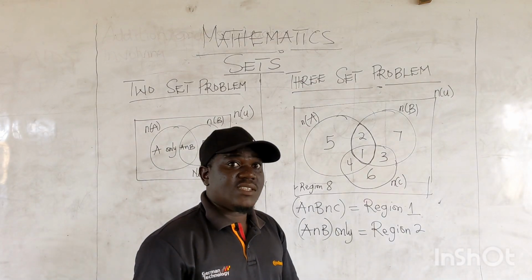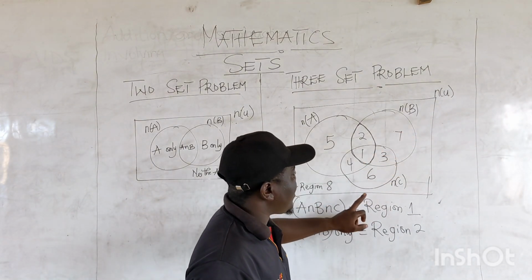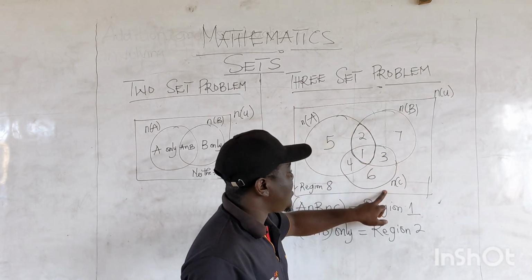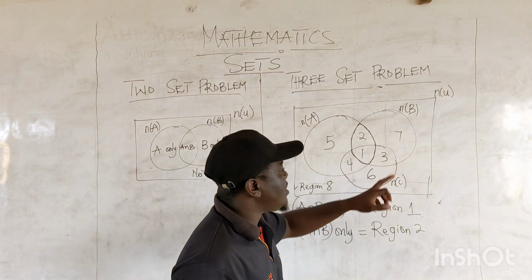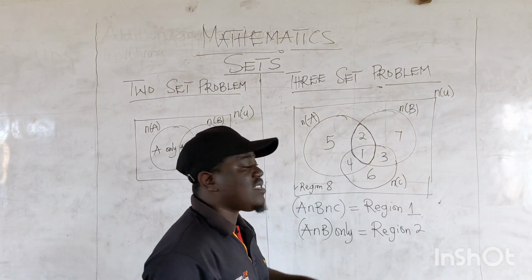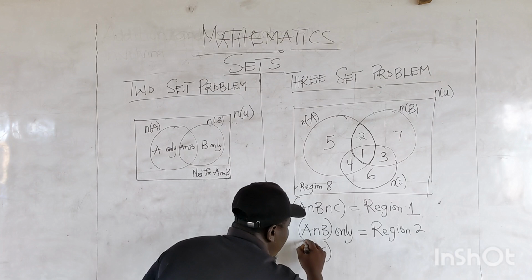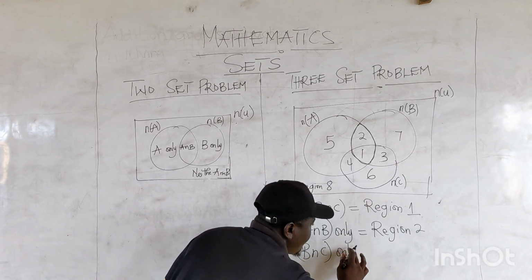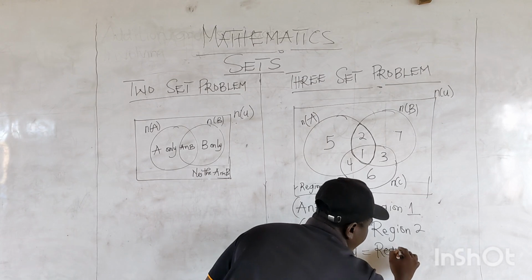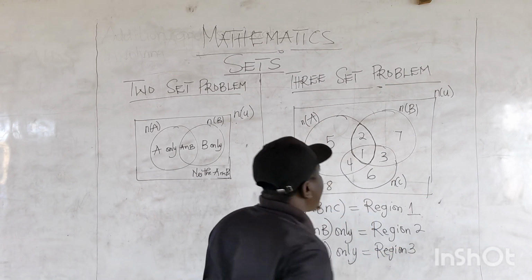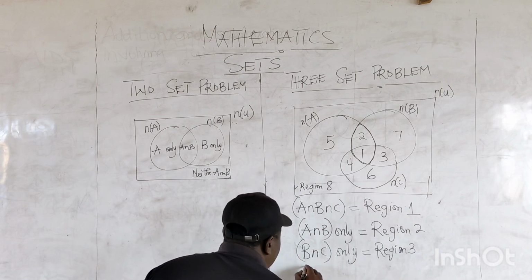I believe you are getting it. Now when we come to region 3, we say region 3 is the intersection between B and C. But because we are not taking into consideration region 1, we say region 3 is B intersection C only. So B intersection C only is equal to region 3. Then when we come to region 4, our region 4 will be A intersection C only.